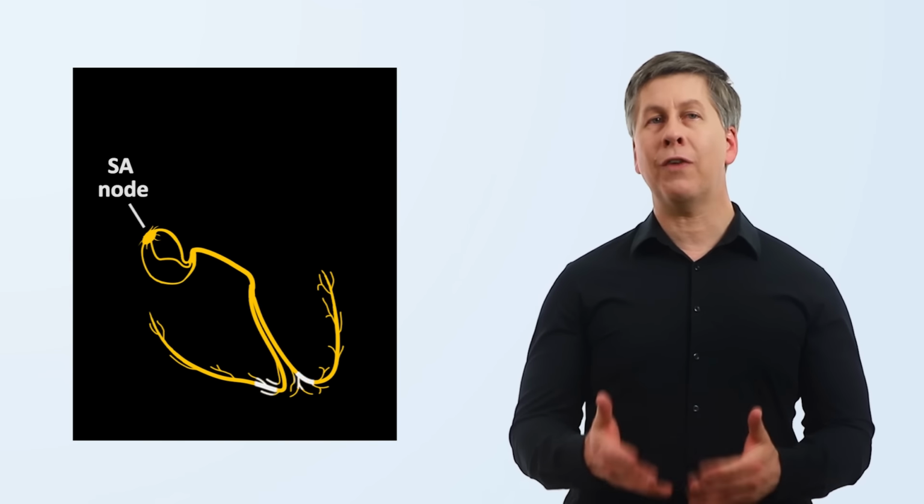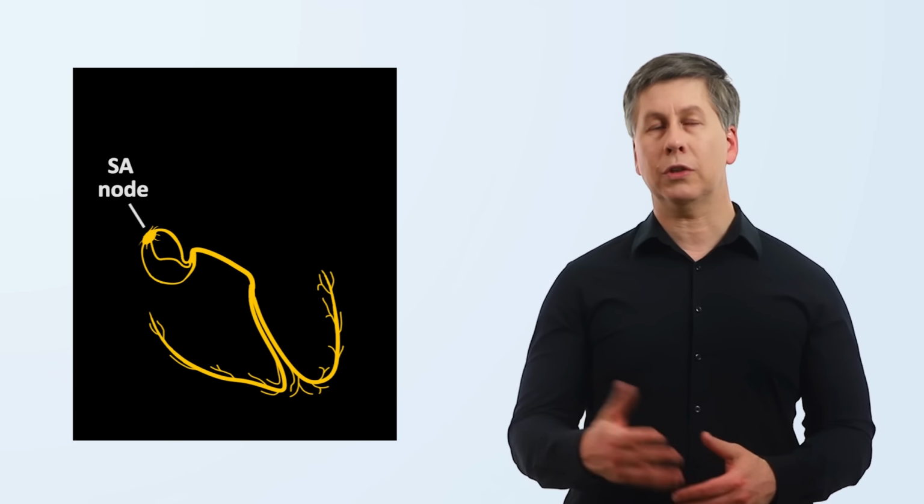Electrical impulses fired from the SA node travel throughout the two atria, triggering their contraction and the ejection of blood through the AV valves into their respective ventricles.